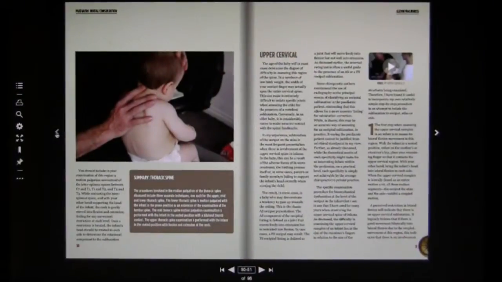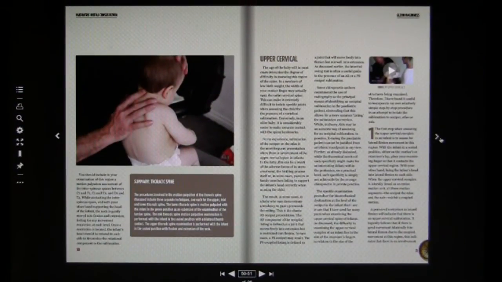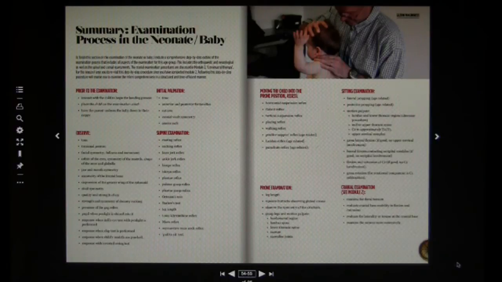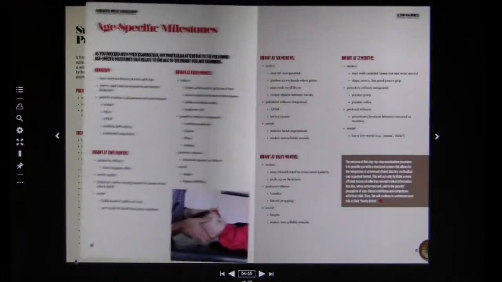Also included in Module 1 is a step-by-step process you can follow to put all of these procedures together when examining the infant. A method which is both thorough and time efficient. There is also a very useful description of the age-specific milestones which you should be aware of when examining the paediatric patient.